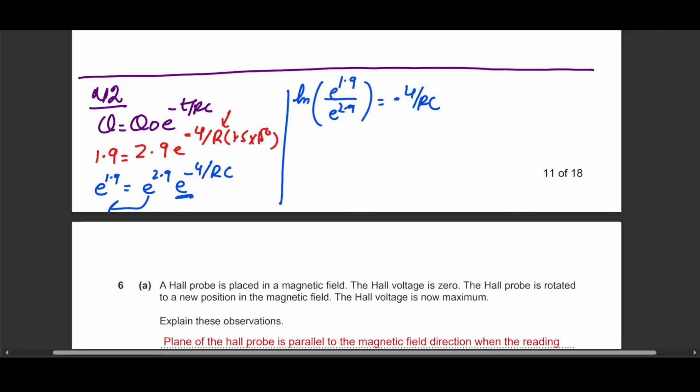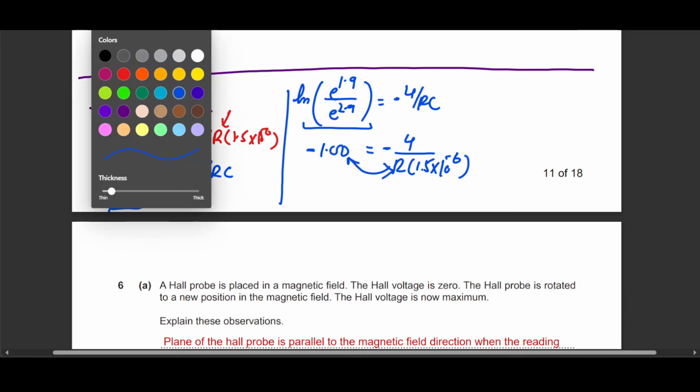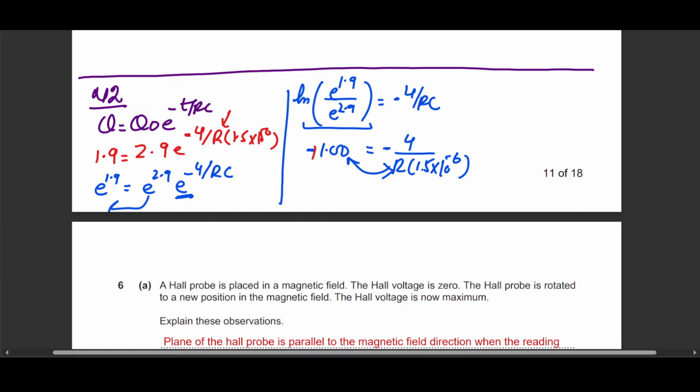What you can do, since I didn't do it, is calculate these numbers manually and then add them together over here. It will make your life simpler. So when you do that, both answers come out to be negative. So this answer comes out to be minus 1.00 something equals negative 4 divided by R into 1.5 into 10 raised to power minus 6. You replace R over there and bring it over here, and the negative sign cancels out, of course, definitely.